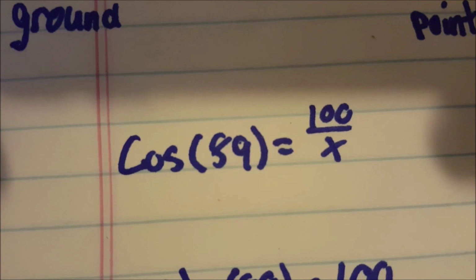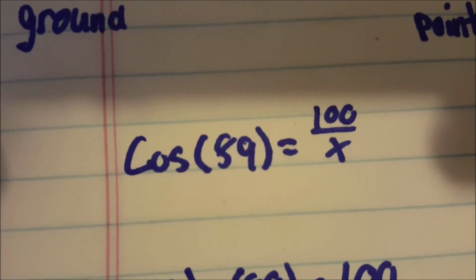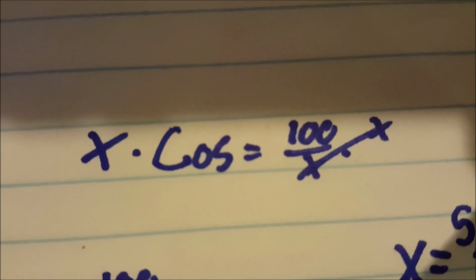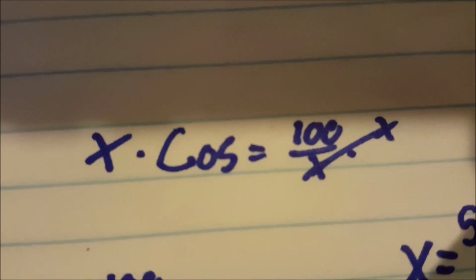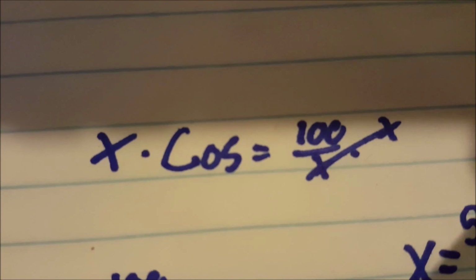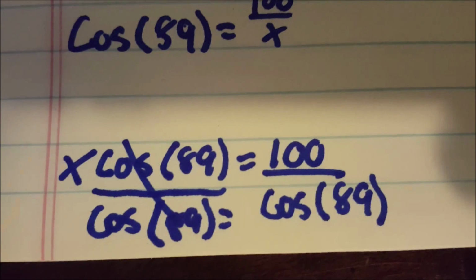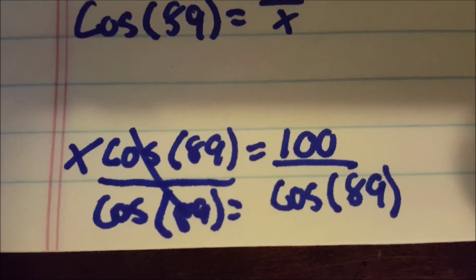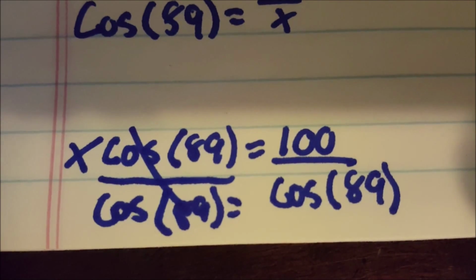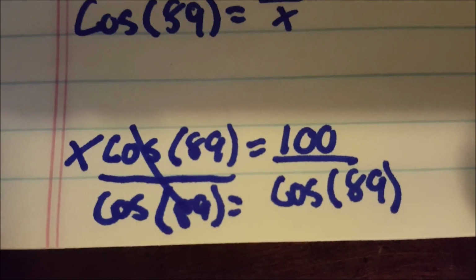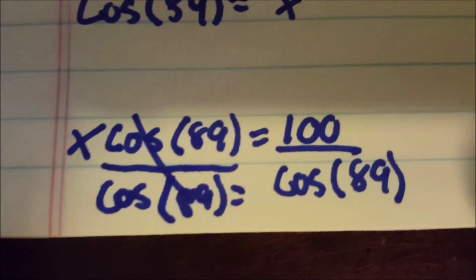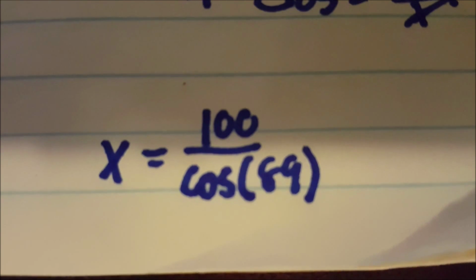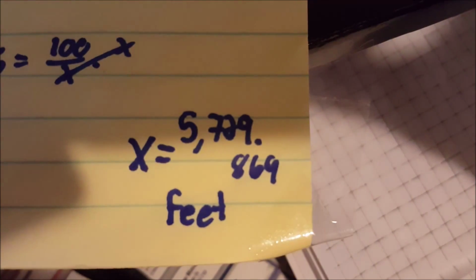So we plug that into our equation. Cosine of 89 degrees equals 100 over x. Now this one is different from previous problems because the x is in the denominator. We still do the same thing and multiply by the denominator and do it to the other side. So now you have x cosine of 89 equals 100. But you have to divide by cosine of 89 because you want to get x by itself. What you do to one side, you do to the other. So you are left with x equals 100 over cosine of 89.